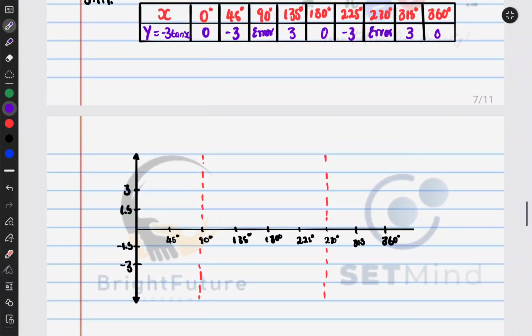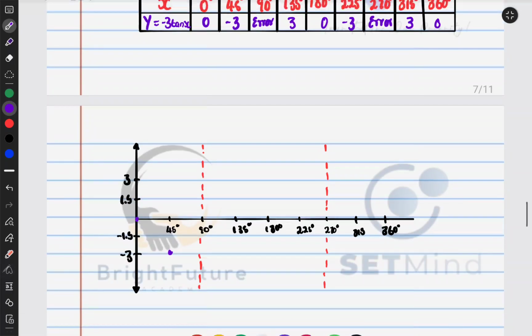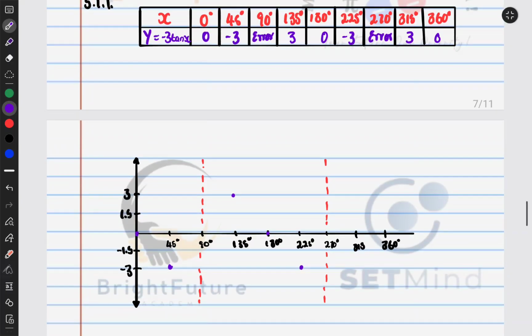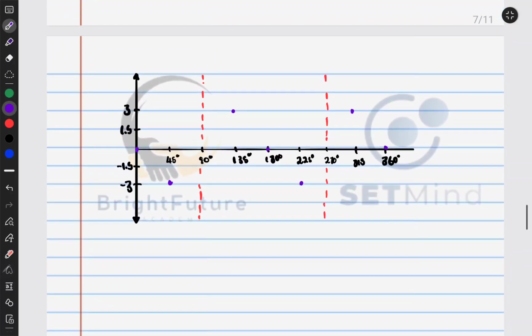At 0, where x is 0, also y is 0. At 45, we have negative 3. At 90, we have an error. At tan 135, we have 3. At 180, 0. At 225, we have negative 3, then an error. At 315, we have a 3, and then at 360, we have a 0. Okay, from there we have to join our points.